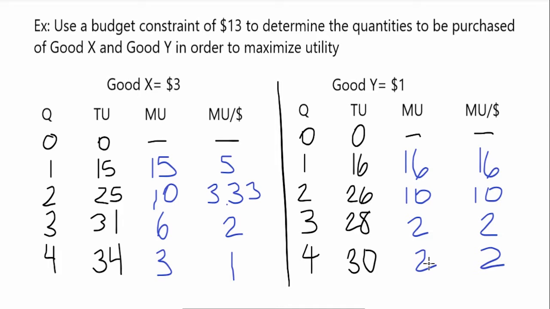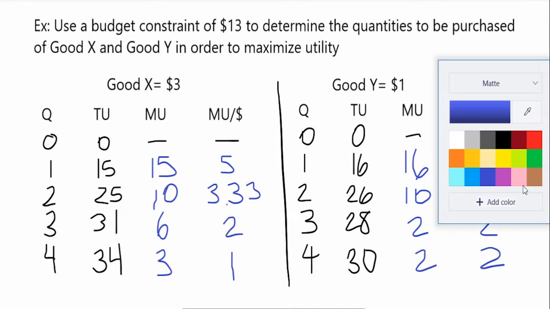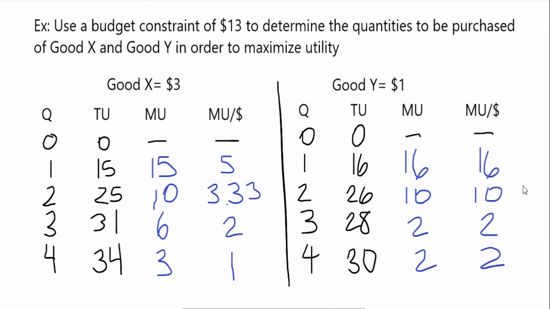How much of good X and good Y do we have to buy to maximize our utility? So we have to look at the marginal utility per dollar, and we have to see when they are the same. Well, we actually have two scenarios when they're the same, right? We have 2 here, and 2 here. But our budget constraint is giving us $13, so we can actually narrow our options and choose one of these options in which we're spending all our money.